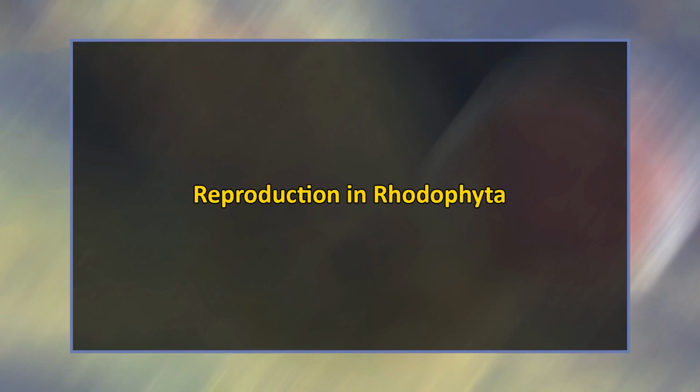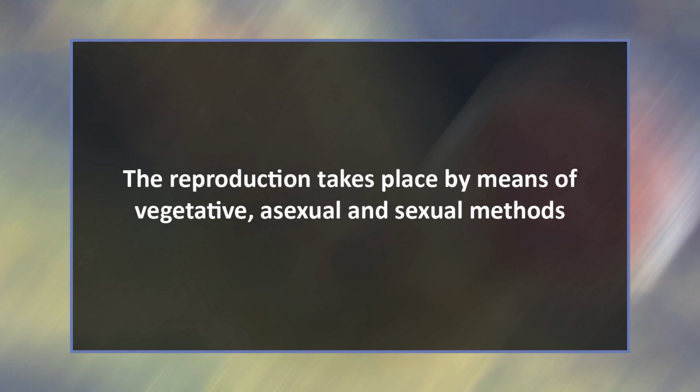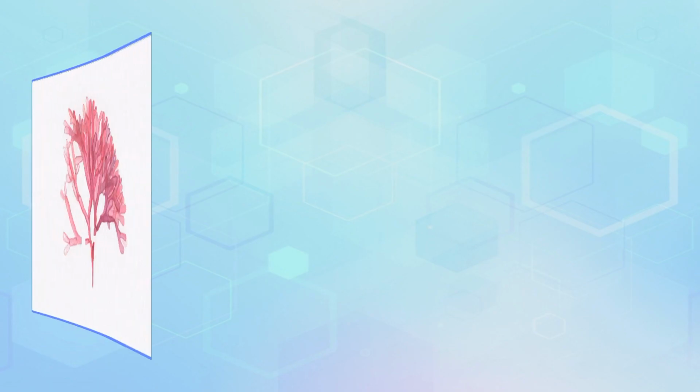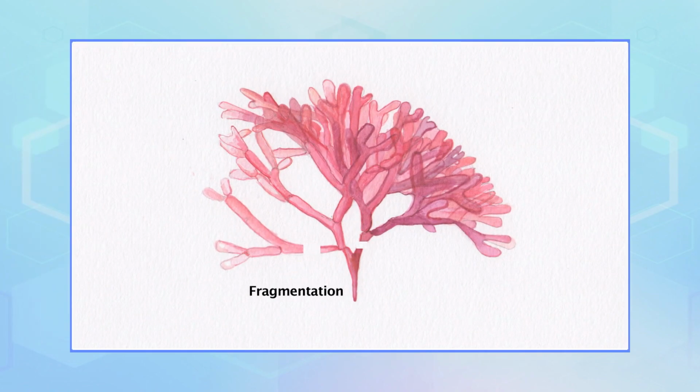Now let us know about the reproduction in Rhodophyta. The reproduction takes place by means of vegetative, asexual and sexual methods. First, let us discuss vegetative reproduction. In majority of cases, it takes place by fragmentation.